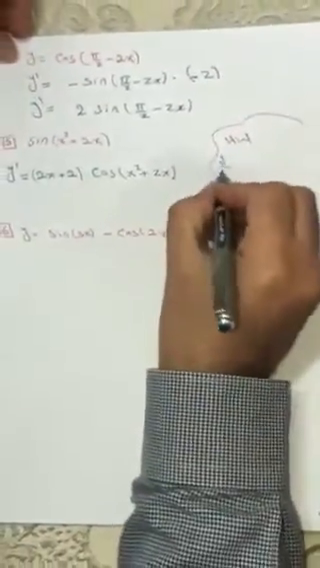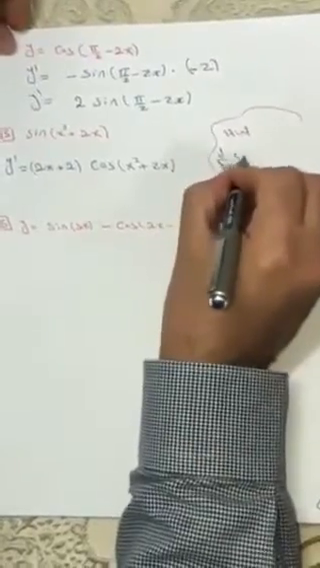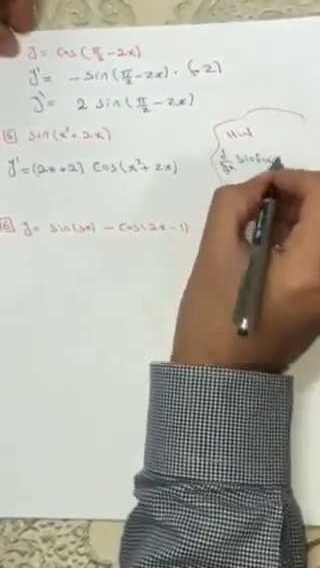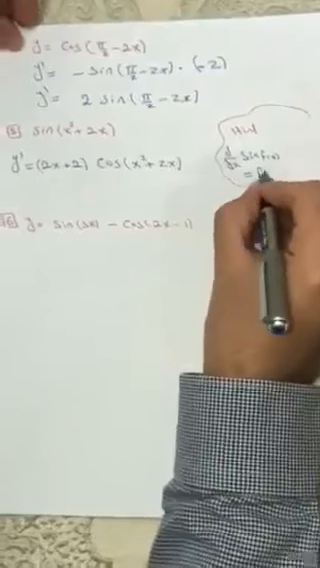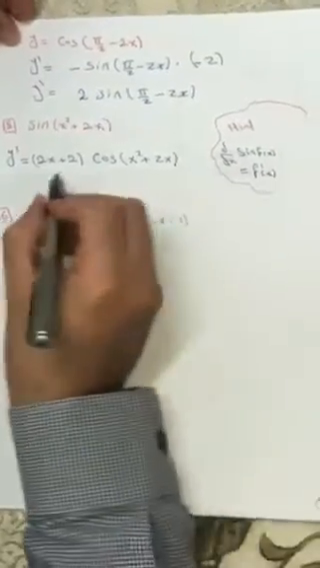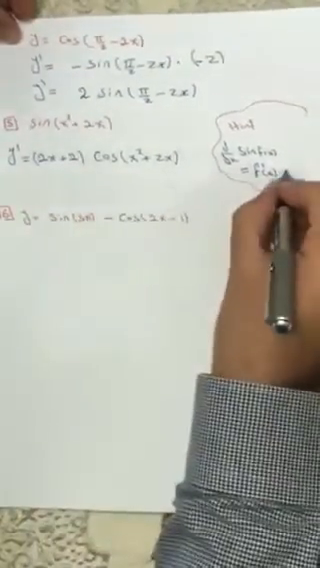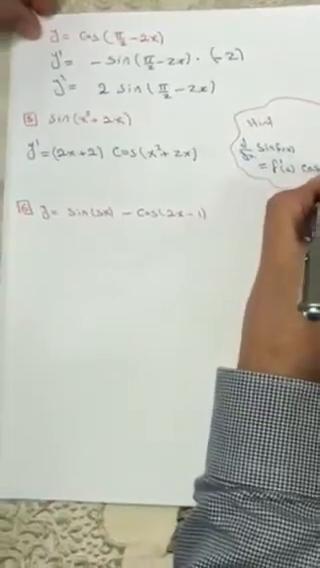Derivative d by dx of sine f of x. We can say f dash of x, which is differentiation of angle. After that, derivative of sine is cos f of x.